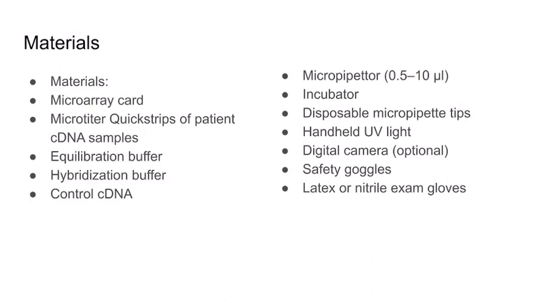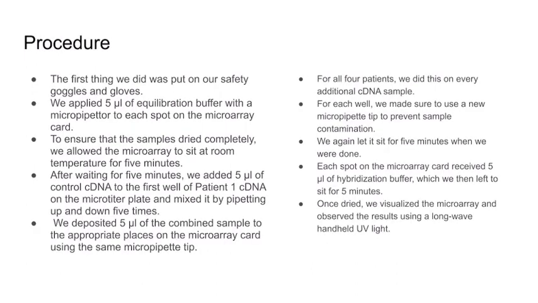Materials. The materials used are microarray card, microtutor, quick strips of patient cDNA samples, equilibration buffer, hybridization buffer, control cDNA, micropipetter of 0.5 to 10 microliters, incubator, disposable micropipette tips, handheld UV light, digital camera, safety goggles, and latex or nitrile exam gloves. Procedure. The first thing we did was put on our safety goggles and gloves.